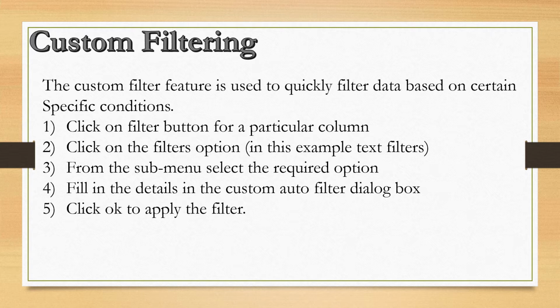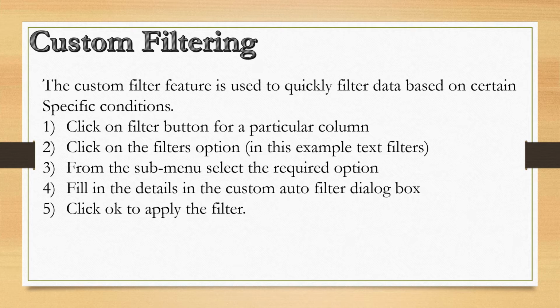The custom filter feature is used to quickly filter data based on certain specific conditions. Now if you want to apply the custom filtering, you should follow the following procedure. Click on the filter button for a particular column. As we have just seen: serial number, name of the student, class, section, father name, mother name. So based on which column you want to filter the data, you select that column's filter option.